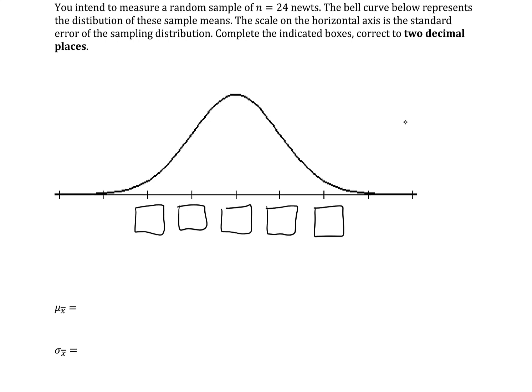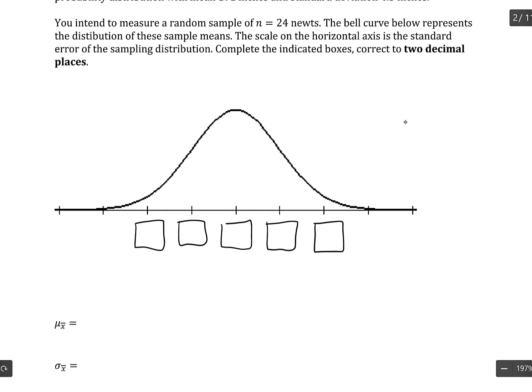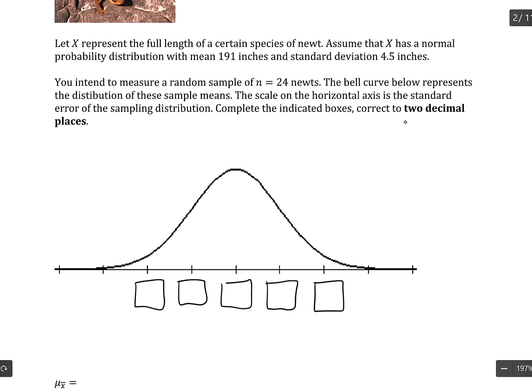Now, what we need to do is find the mean and the standard deviation of this normal distribution. So that was provided as having a mean of 191 inches with a standard deviation of 4.5 inches. Now, this isn't the mean and standard deviation of the sampling distribution. The mean and standard deviation of the sampling distribution changes depending on what size sample you have.